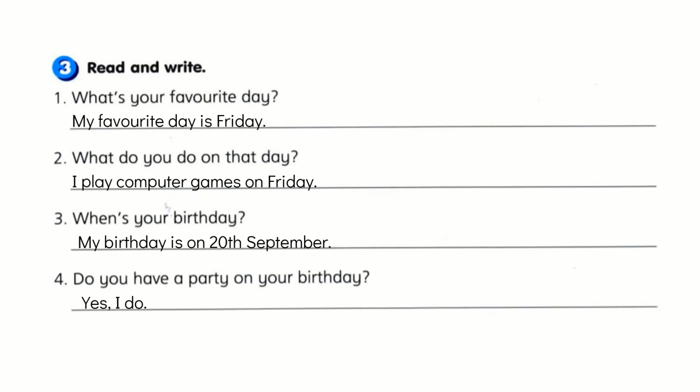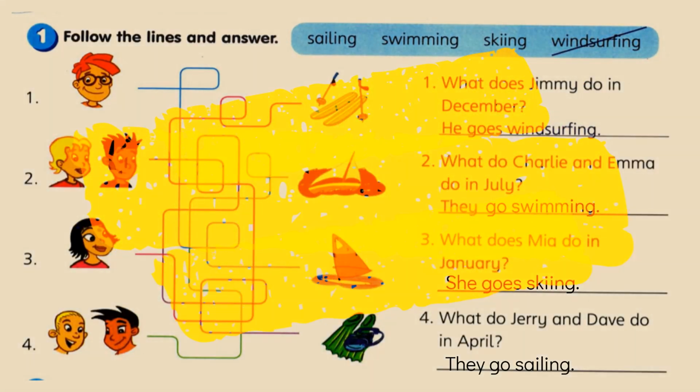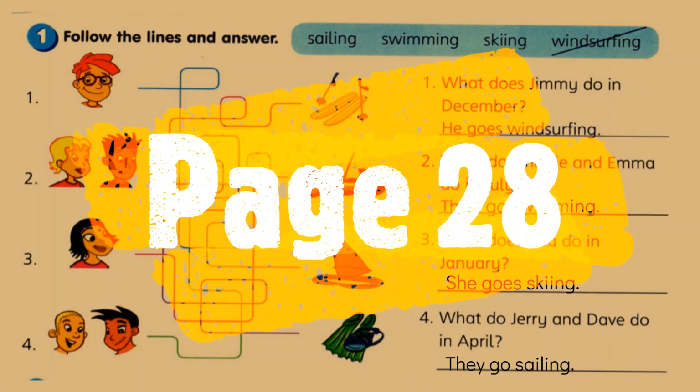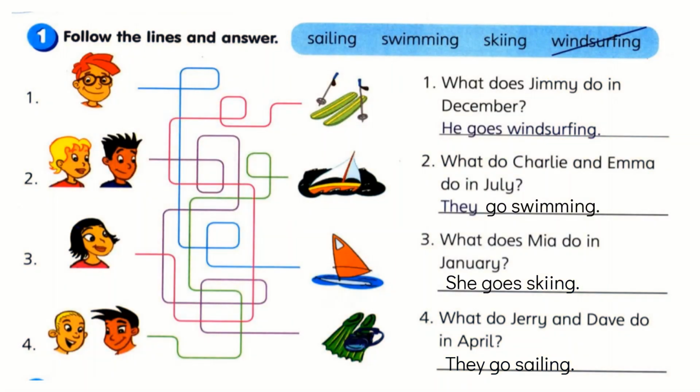Number 4. Do you have a party on your birthday? Since I do, I wrote yes, comma, I do, full stop. Be careful with your punctuation on this page. Now, next, we are going to follow the lines and answer.